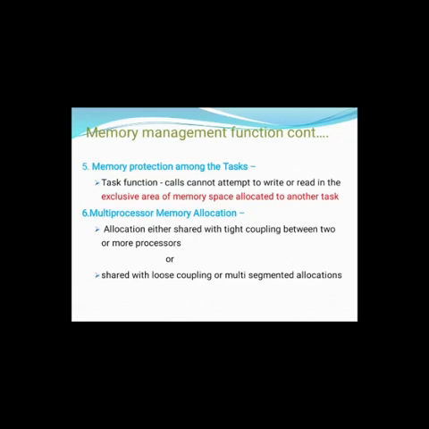The sixth point, multiprocessor memory allocation. It means that allocation is either shared with tight coupling between two or more processors, or shared with loose coupling, or multi-segmented allocation.